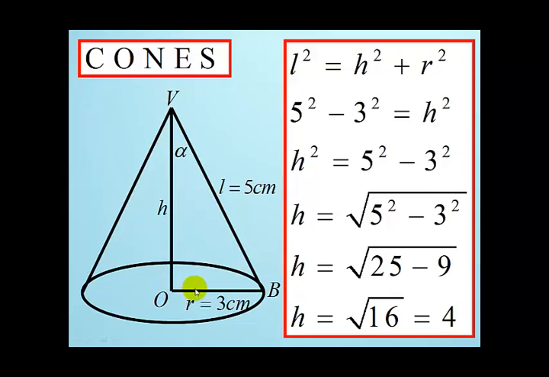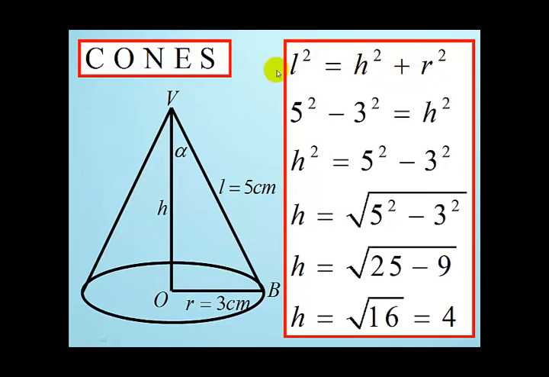We said that triangle VOB is a right angle triangle with a 90 degrees angle at O. And so from the Pythagoras theorem, the square of the longest side is equal to the sum of the squares of the other two sides. I repeat, from the Pythagoras theorem, the square of the longest side, that is the hypotenuse of the triangle, is equal to the sum of the squares of the other two sides, that is VO and OB. So it means that from the Pythagoras theorem, we have L square is equal to H square plus R square.